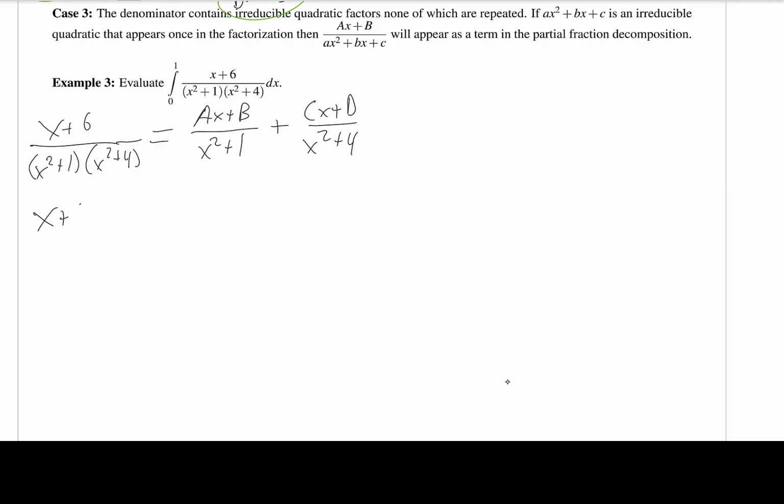So that gives me x plus 6 equals, right here I'm multiplying by the denominator on both sides. And so when I multiply by the denominator here, the x squared plus 1 will cancel. So I'll get ax plus b. X squared plus 1 cancels with itself, and so we'll have times x squared plus 4. And then we'll have cx plus d. Fix that. Times x squared plus 1, because our x squared plus 4s would cancel with each other.